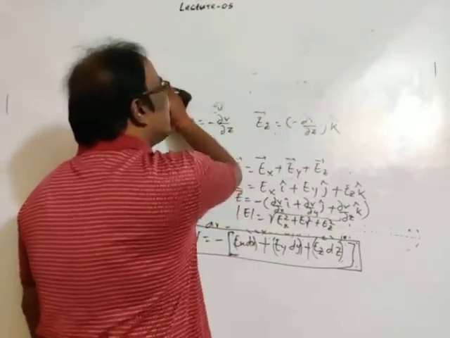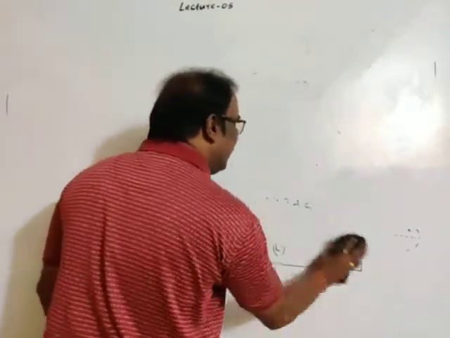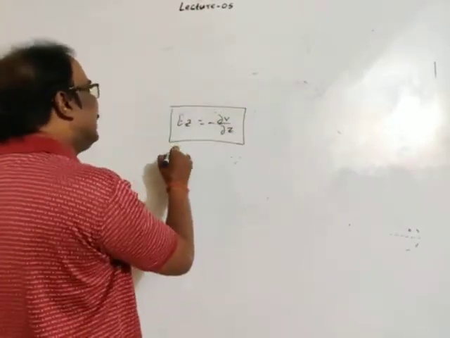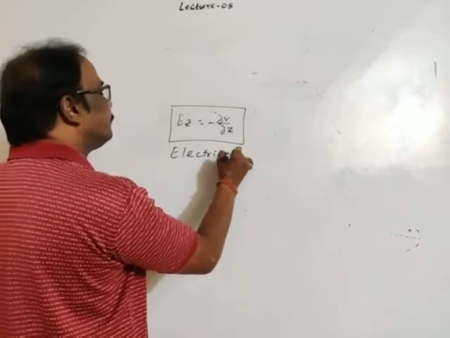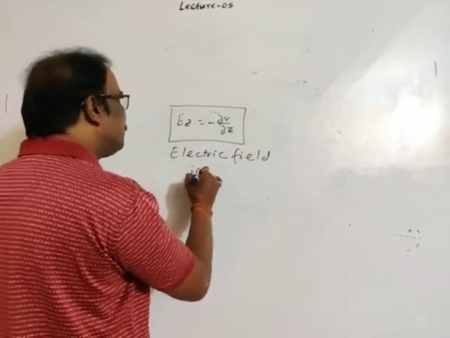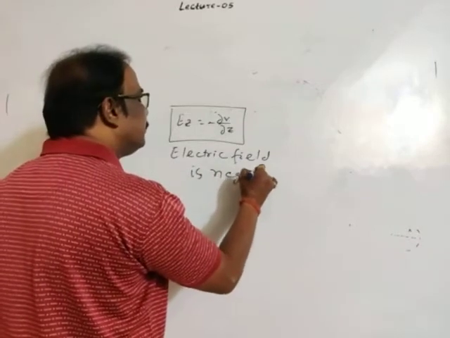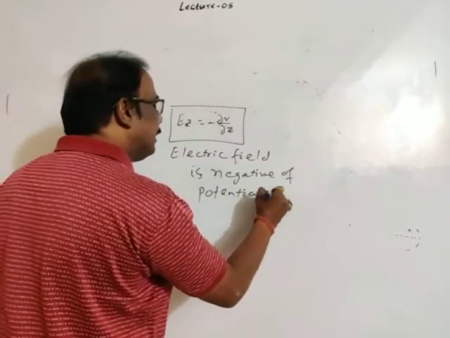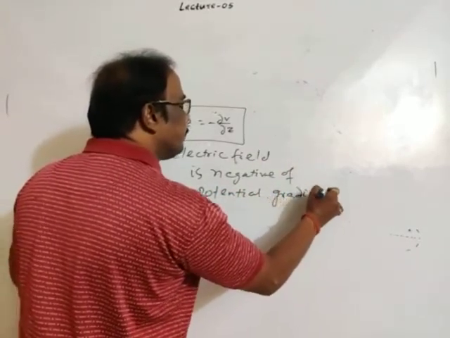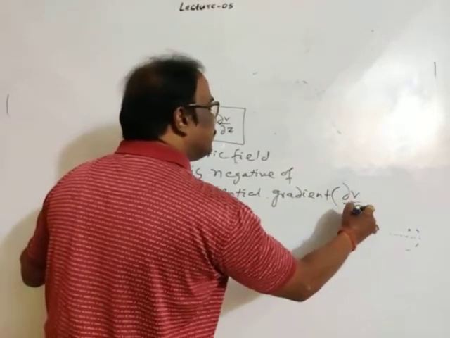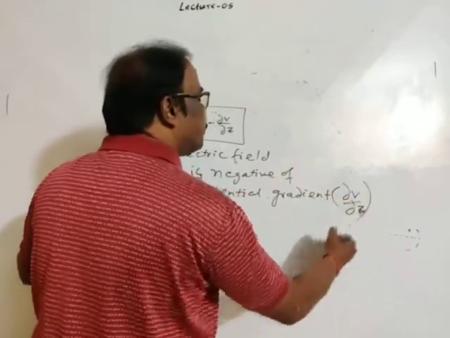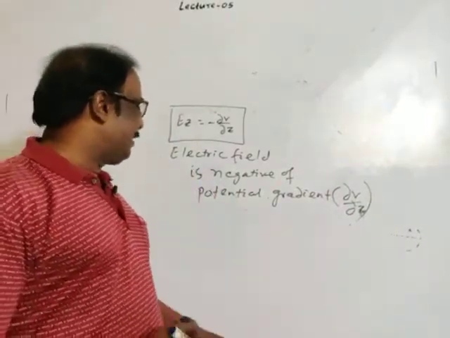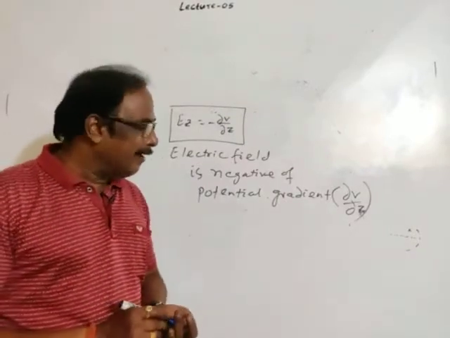And see, now suppose I am writing here the electric field along the z-axis is delta V by delta Z. Okay. Then electric field is the negative of potential gradient. Potential gradient along the z-axis, potential gradient is the partial derivative of potential with respect to z. Okay, so electric field is the negative of potential gradient.